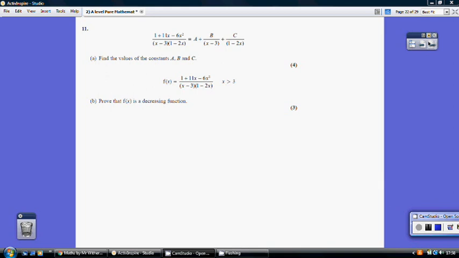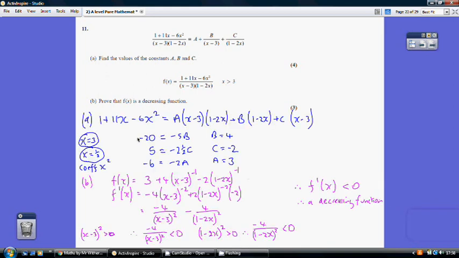10 part A. So fairly straightforward. So multiply through by x minus 3, 1 minus 2x. So that gives us a plus 11x minus 6x squared equals a multiplied by (x minus 3)(1 minus 2x), plus b(1 minus 2x), plus c(x minus 3). So just so we're clear, we've multiplied throughout each of these terms by (x minus 3)(1 minus 2x). So pop those all on the denominator, then bits and bobs cancel out.